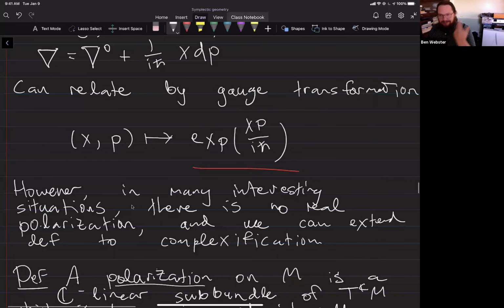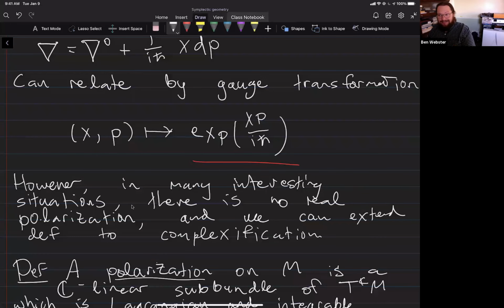All right. Well, as we were discussing, sometimes you can't find a real polarization. Think about S2. That's a perfectly good symplectic manifold. There's no way it could have a polarization because it has a non-zero Euler characteristic.